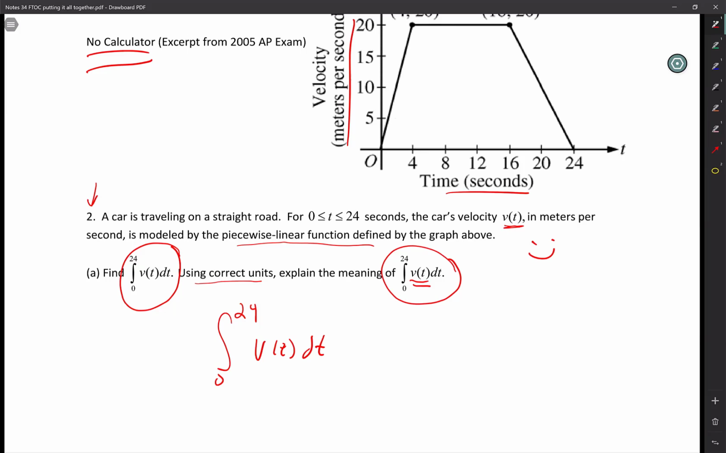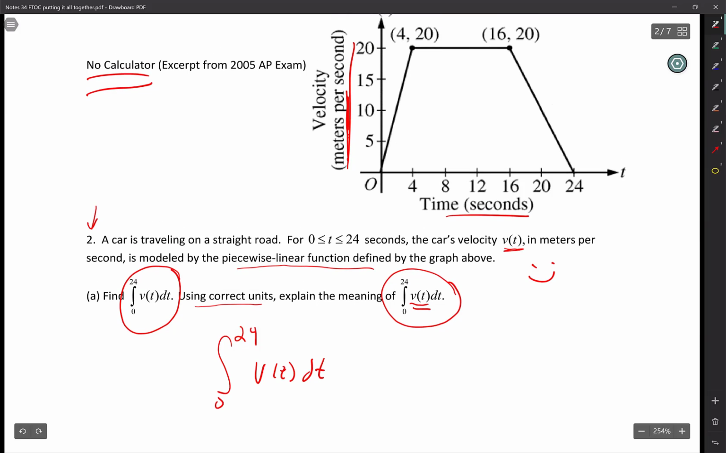Displacement? Yeah. It's going to give us the displacement or the distance traveled. Look, meters. Use the units to help you out, guys. Meters per second times seconds. So the seconds cancel out. Do you see that, Hernandez, how this would just give you meters? Yeah. So this is the displacement. Can I also say the word distance? Can I also say distance? Why can I say distance also?